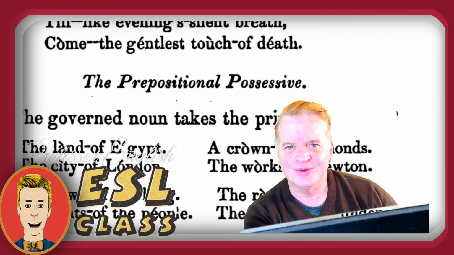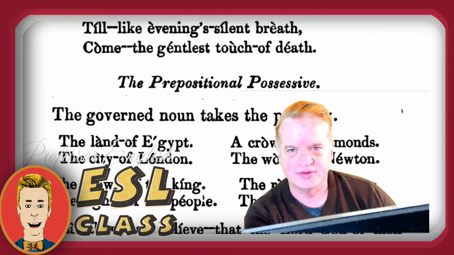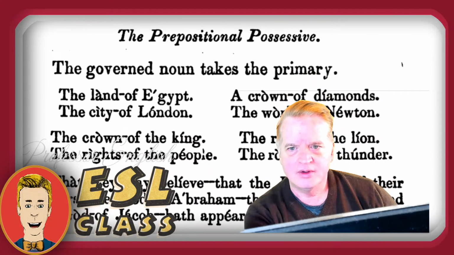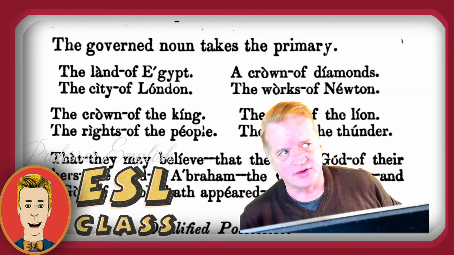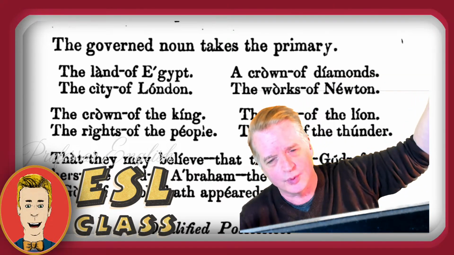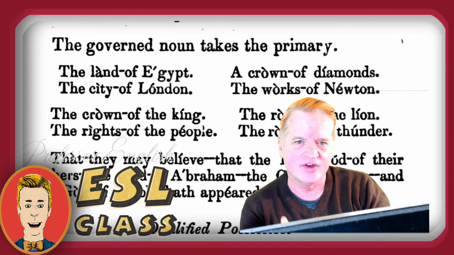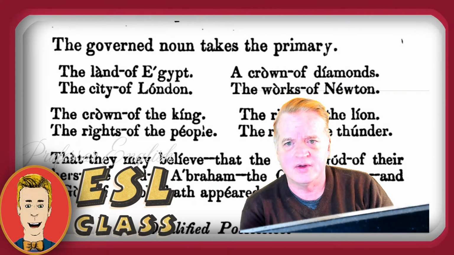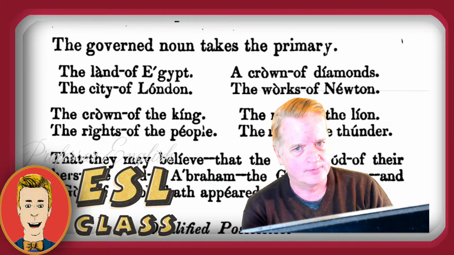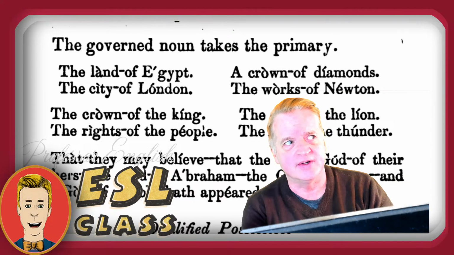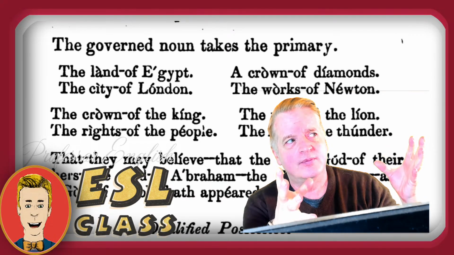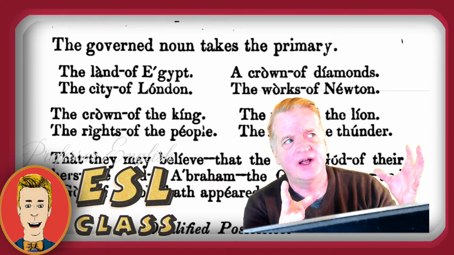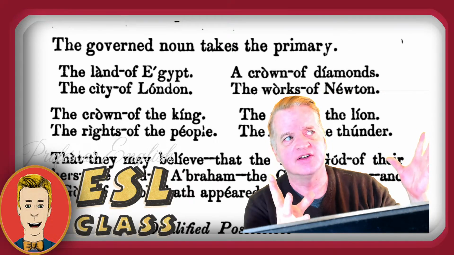Okay, and now we get to the prepositional possessive, which of course, of is a preposition, so this would be a different kind of possessive when you use the word of. Let's see what it says. The governed noun takes the primary. So it's the same thing. It's still the noun. The land of Egypt. Wait, let's look at that for a minute. A crown of diamonds. Oh no, it's the opposite. So now the principal noun becomes less important, and whatever attribute it has becomes more important.